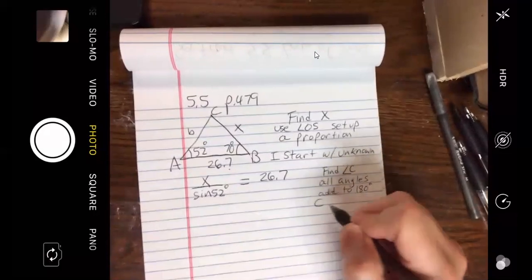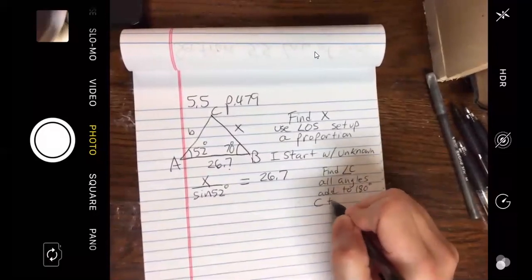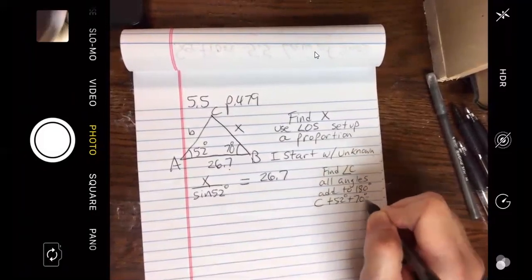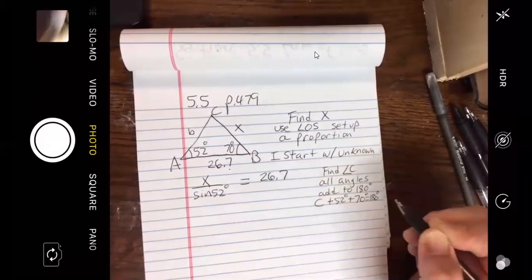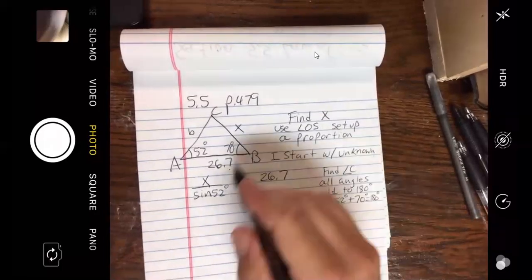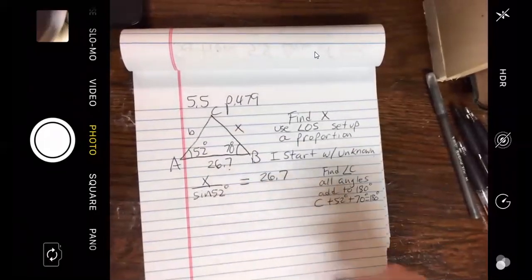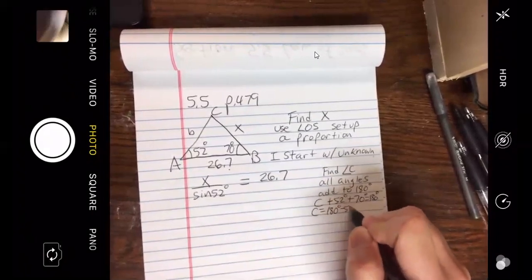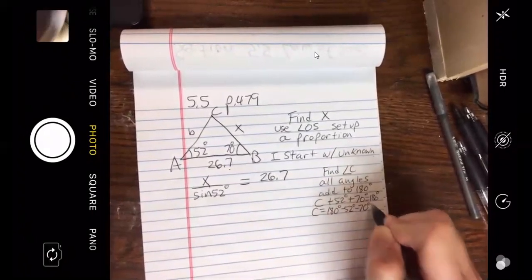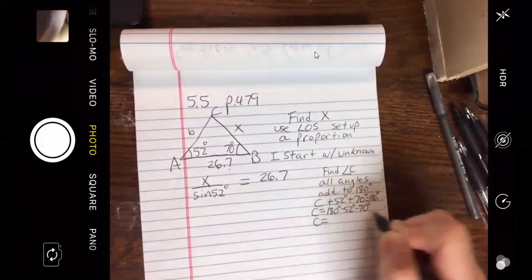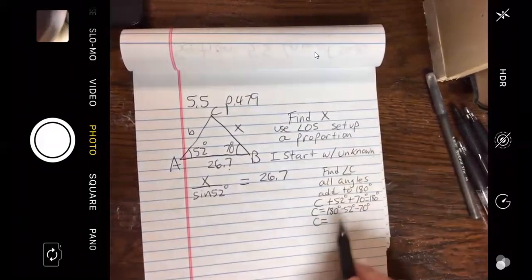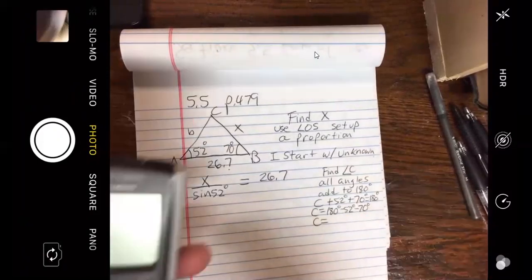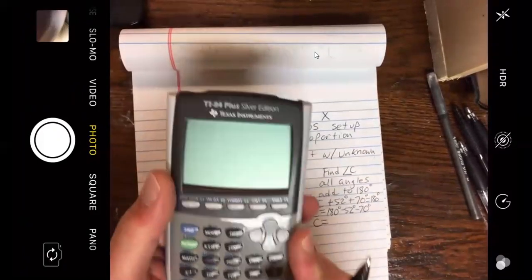So angle C plus 52 degrees plus 70 degrees is total 180 degrees. All angles of the triangle total 180 degrees, doesn't matter if it's right or not. So C is 180 minus 52 minus 70. Now I'm being really anal to write the degree symbol, but when you're doing just arithmetic like this, it doesn't matter if you're in radian mode or degree mode. You're just combining numbers.